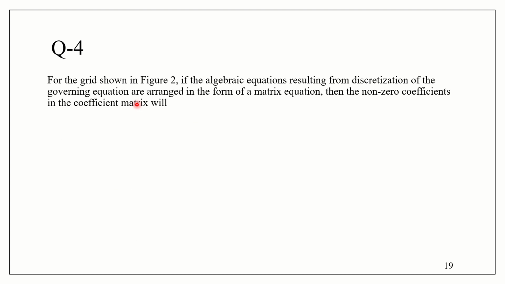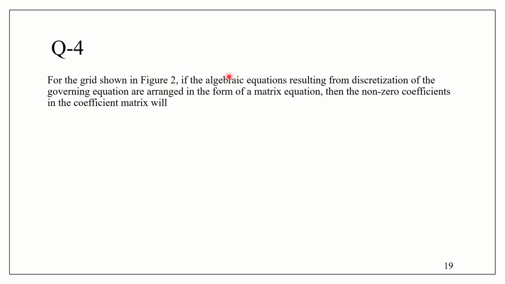Question 4. In question 4, it is mentioned that for the grid shown in figure 2, if the algebraic equations resulting from the discretization of the governing equations are arranged in the form of a matrix equation, then the non-zero coefficients in the coefficient matrix will. So what is asked for the grid shown in figure 2? Figure 2 was the grid we have solved right now.